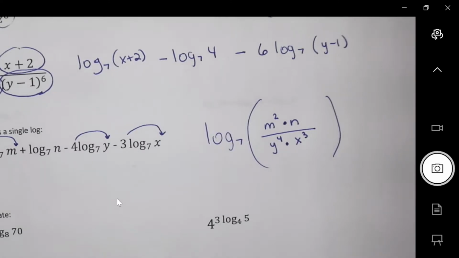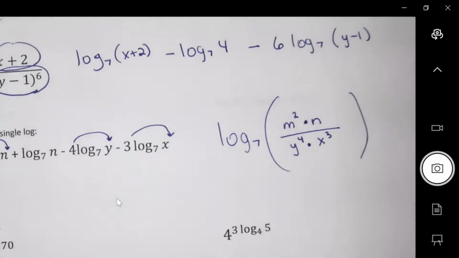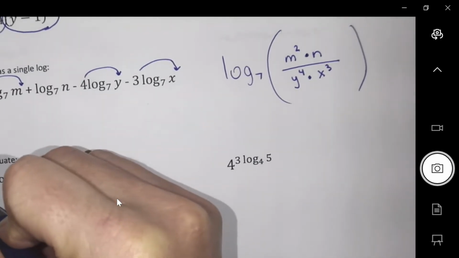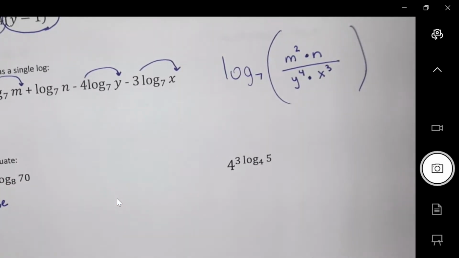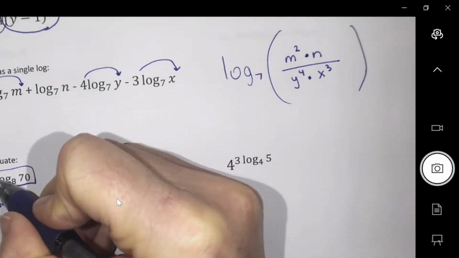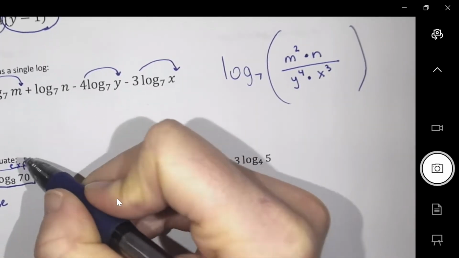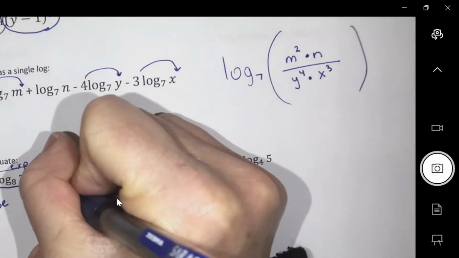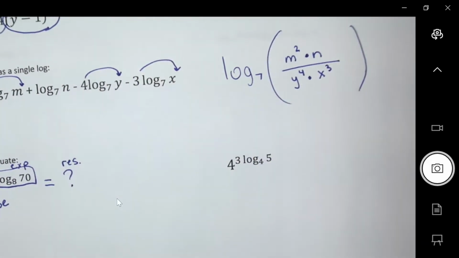Okay, evaluate. Let's do some labeling. So that is a base. That is an exponent. Okay, I know it's confusing because there's a log, but the log is in the exponent. That whole thing is the exponent. Do you see it? And it will equal some results. I'm just going to put a question mark there because I don't know.